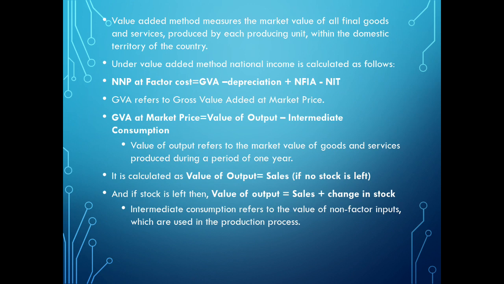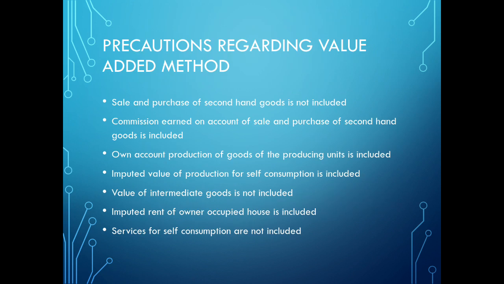And if there is some stock left in the economy, then value of output is equal to sales plus change in stock. Intermediate consumption refers to the value of non-factor inputs which are used in the production process. Means those non-factor inputs which are used for producing the commodity, the expenditure on such non-factor inputs is termed as intermediate consumption. So for calculating gross value addition, we have to deduct this intermediate consumption from value of output.